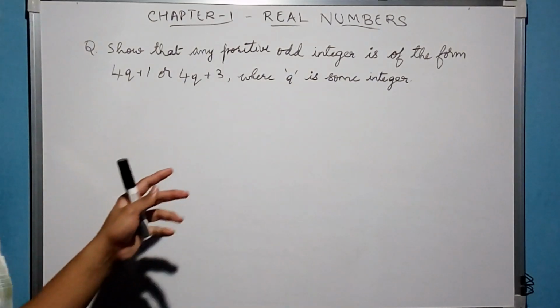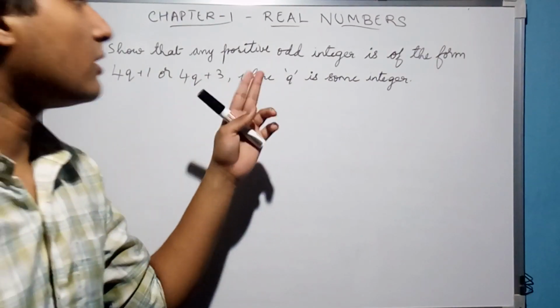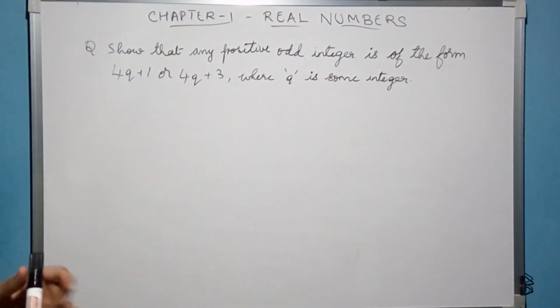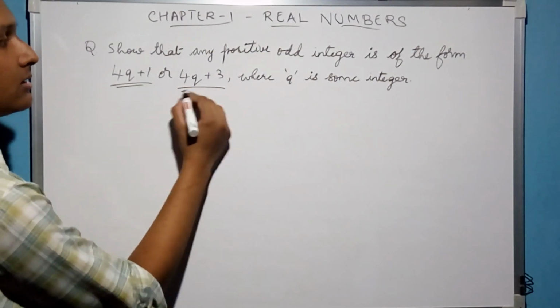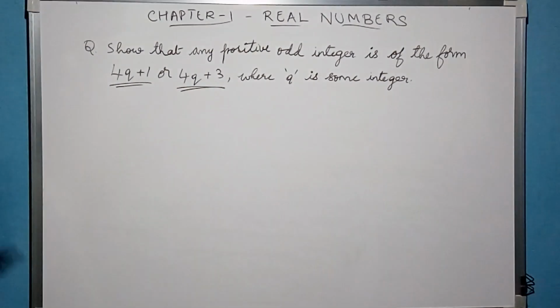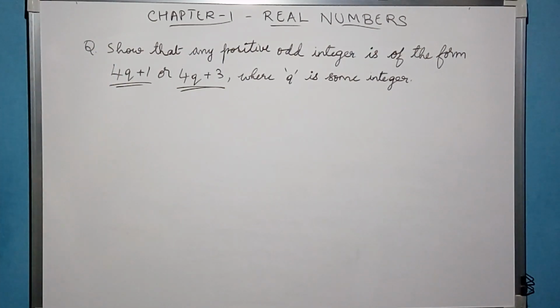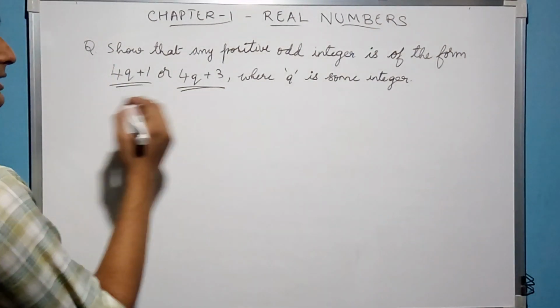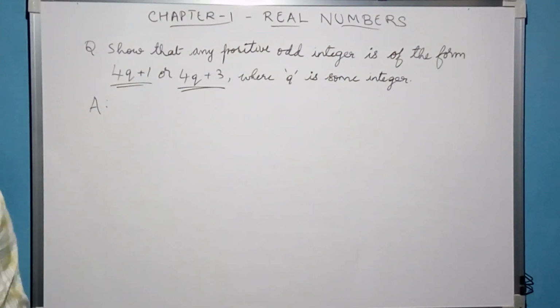Now this is a question from the examples. You need to show that any positive odd integer is of the form 4q plus 1 or 4q plus 3 for some integer q. So q is something else. I think q should be the quotient. As we have learned only Euclid's division lemma, I am going to use that now.